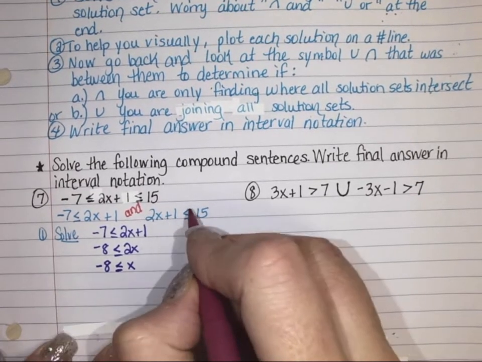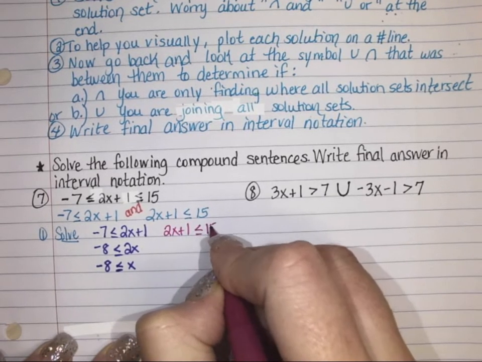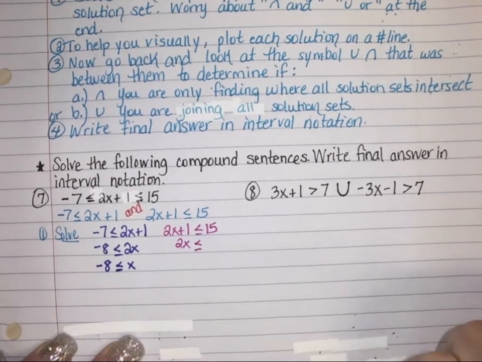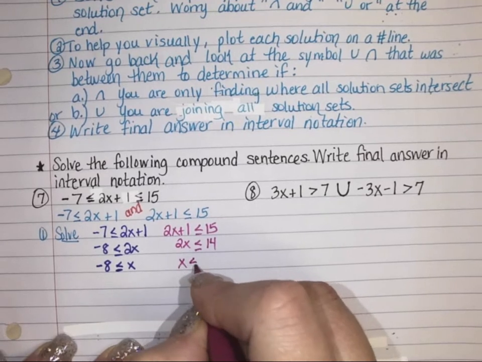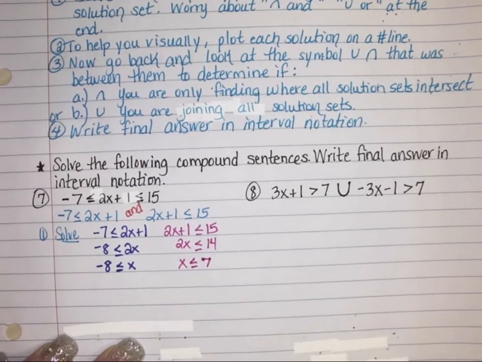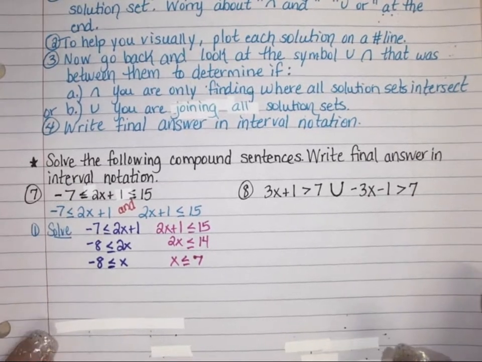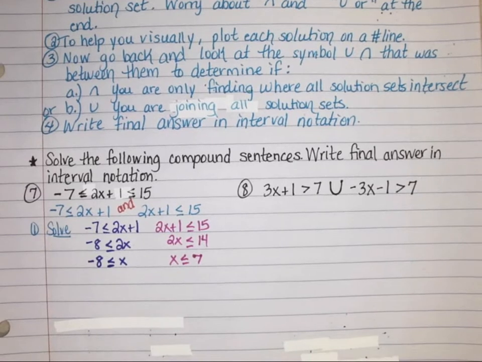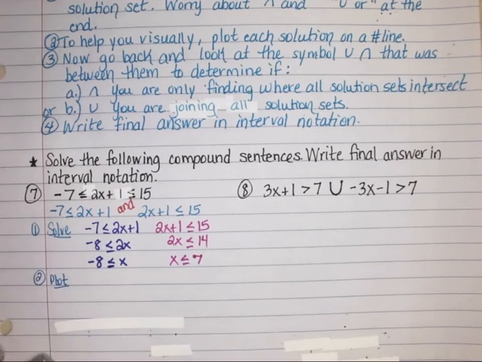Let's solve this second part. We've got 2x plus 1 less than or equal to 15. Subtract 1 from both sides. 2x less than or equal to 14. Divide by 2. X is less than or equal to 7. So that was step 1. Step 2 is to plot them on a number line if you want to.